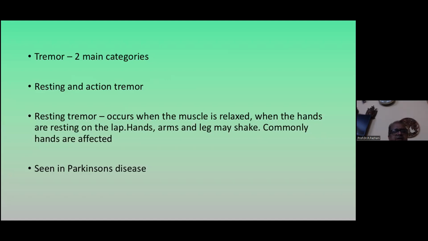Resting and action tremor. Resting tremor occurs when the muscle is relaxed and the hands are resting on the lap. Hands, arms, and legs may shake. Commonly, the hands are affected, so you have to make the patient rest the hand on the lap, then look for the tremor. It can come intermittently, or it can come immediately while you position the hand in the lap. It is commonly seen in Parkinson's. Usually in Parkinson's disease, you get this kind of resting tremor.